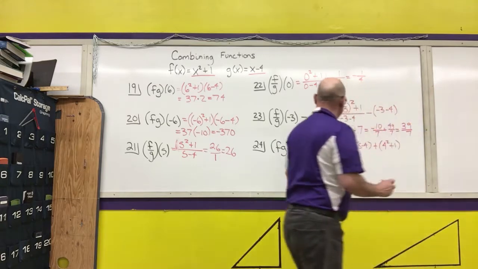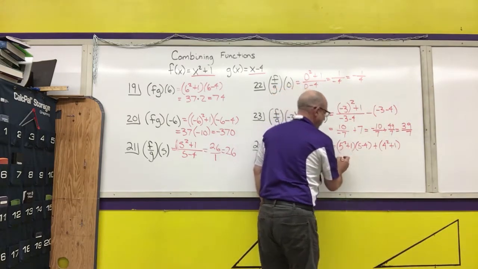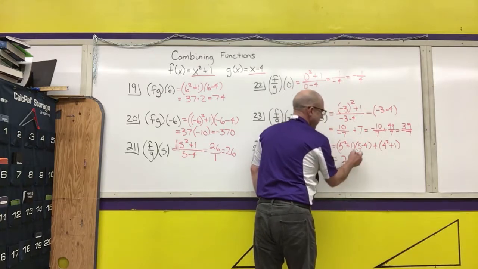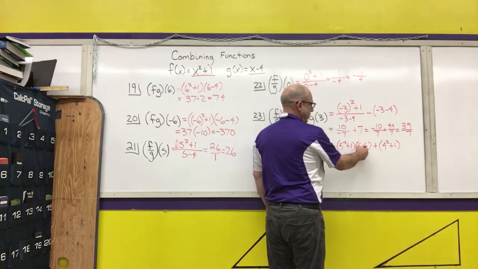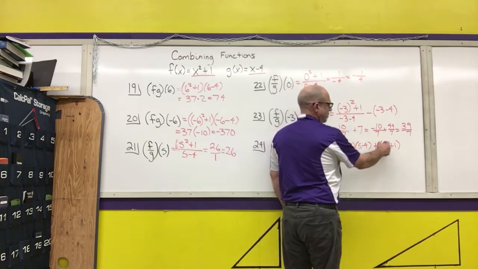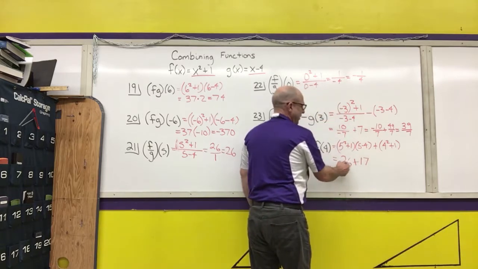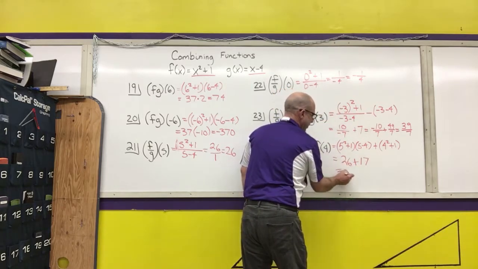Just follow our order of operations. 5 squared is 25 plus 1 is 26. 5 minus 4 is 1. We don't need to write the times 1. Plus 4 squared is 16 plus 1 is 17. 26 plus 17 is 43.